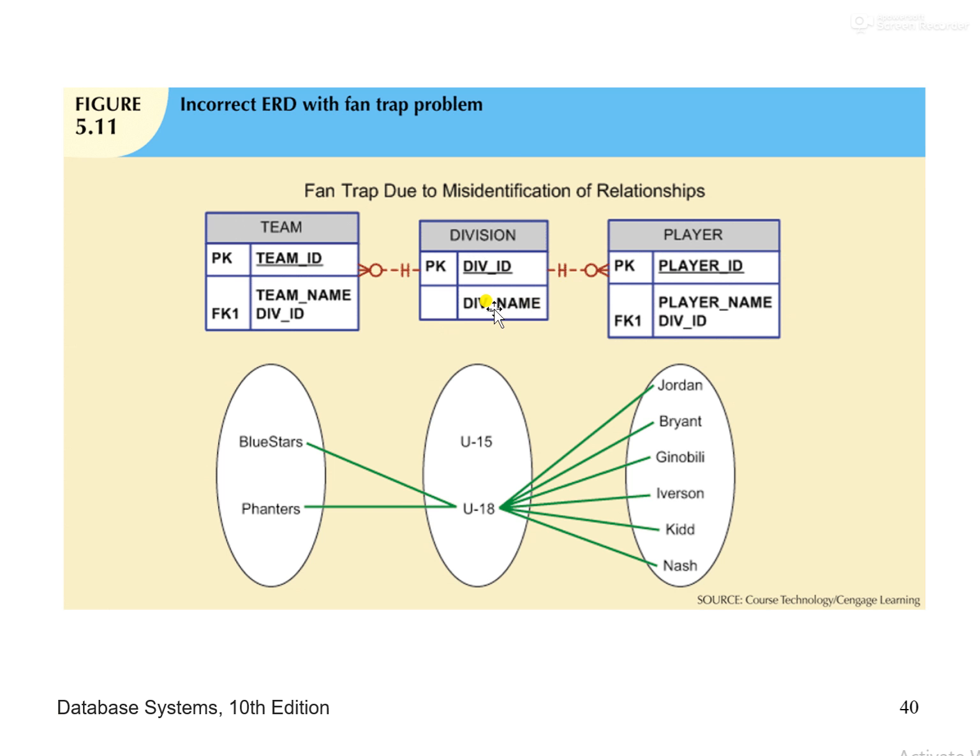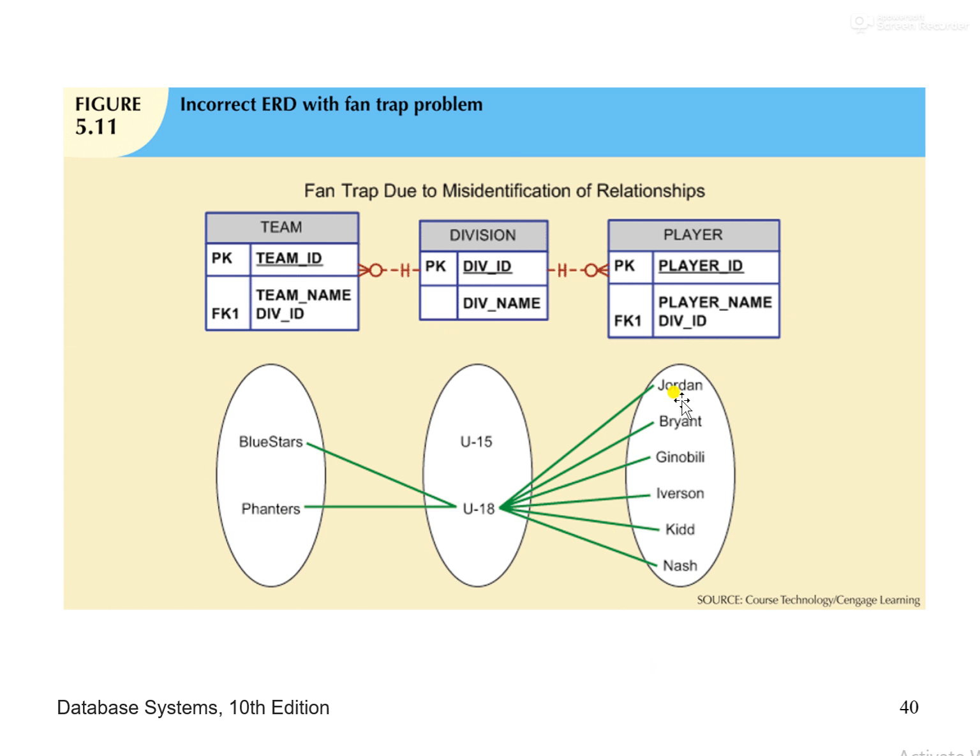Here in this example, we have a scenario where each division has many players, and each division has many teams. Now division is in a one-to-many relationship with team, and division is in a one-to-many relationship with player. The problem here is, like here we show some instances for division. We have two divisions, U15 and U18. We have two teams, Blue Star and Planters, and here we have the player information.